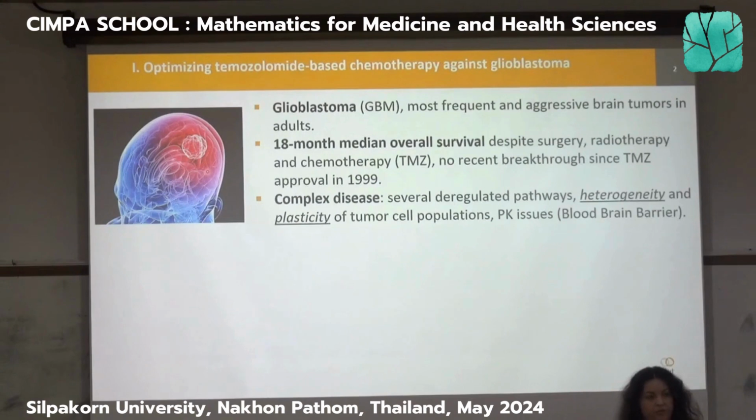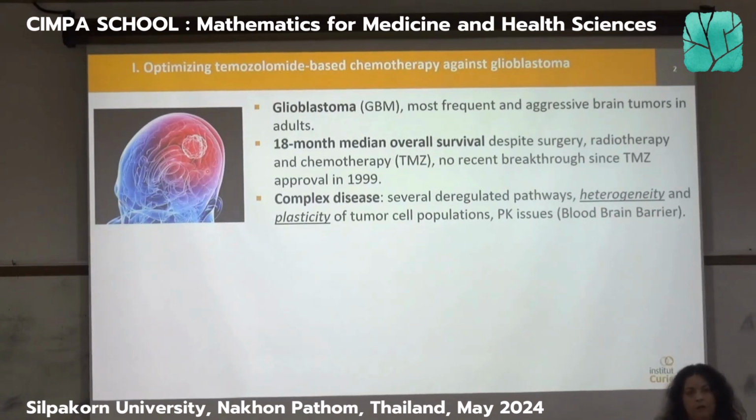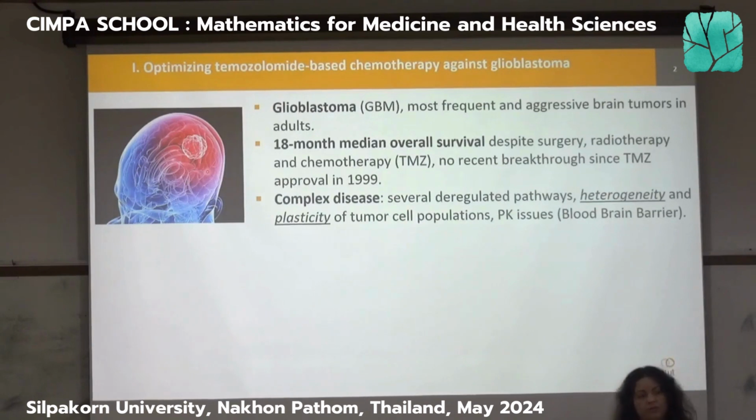In terms of current treatment, the patient would go and have surgery to remove the tumor, but it's of course very difficult to remove all cancer cells. It's almost impossible. Then they will go for radiation, and then they will have temozolomide as a chemotherapy for several months, 5 times a week.